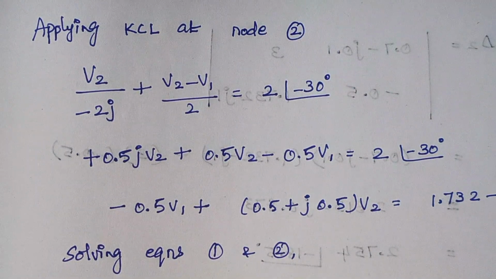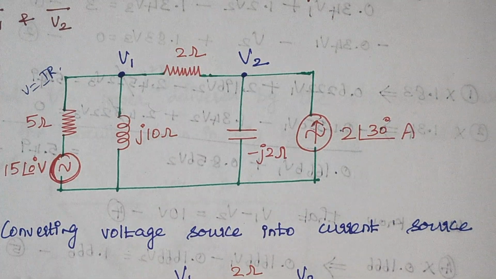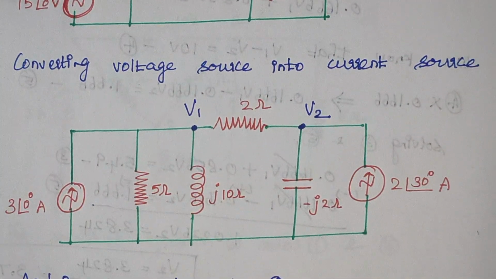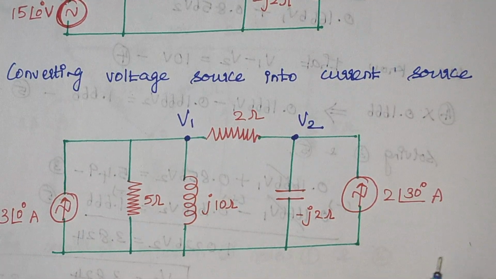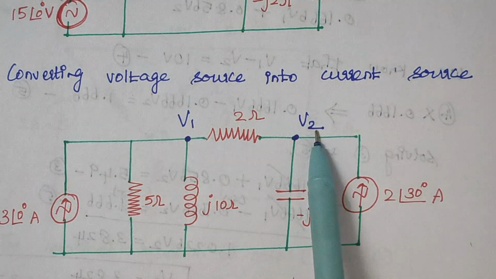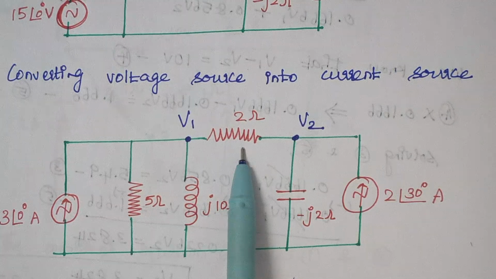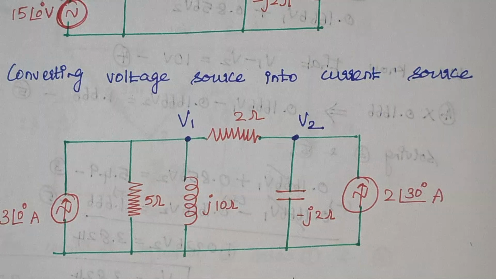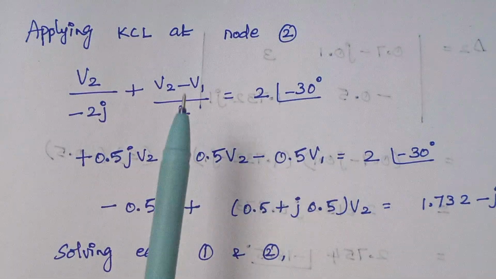In the same way, now we are going to apply KCL at node 2. So again, when you look back at the diagram, you see how many elements are connected with node 2. So this is our modified circuit diagram. Totally 1, 2 and 3 are connected. So when you write the equation, it comes V2 by minus J2 plus again V2 minus V1 by 2, which is equal to 2 with an angle of 30 degrees. So this is our equation. Here is the equation what I have just said.